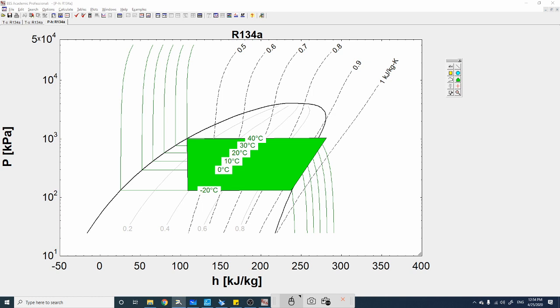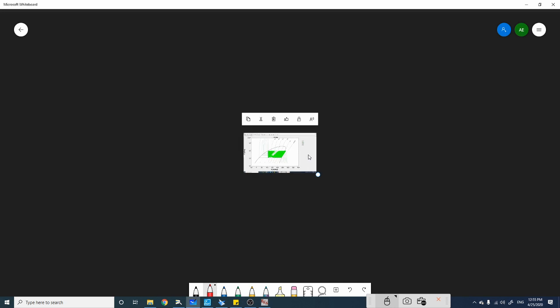Okay, so I hope the things are clear to this point. We will transpose our drawing of the ideal vapor compression cycle on the pressure enthalpy chart and we will discuss it in much detail.